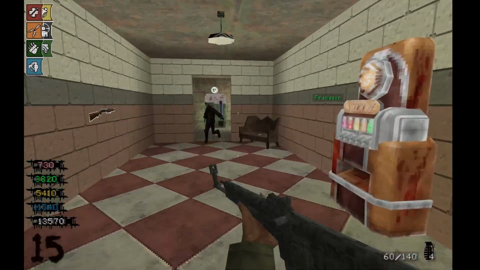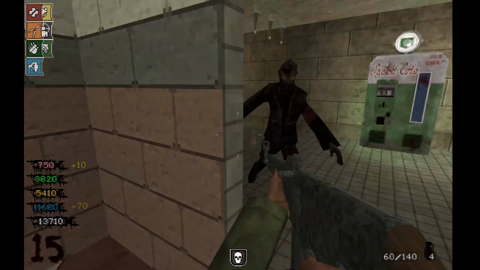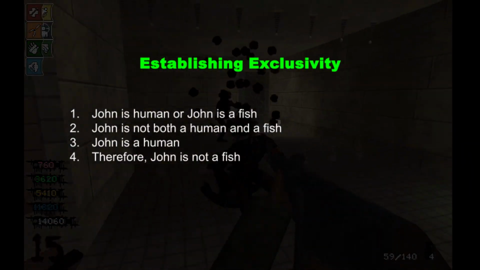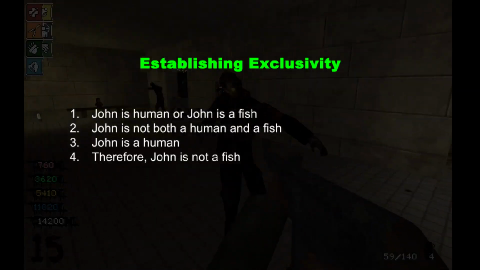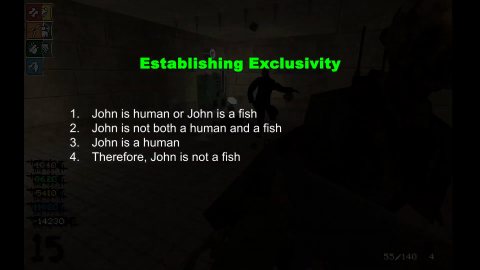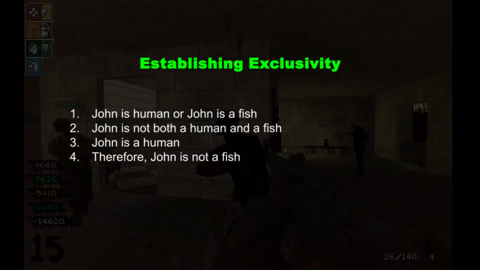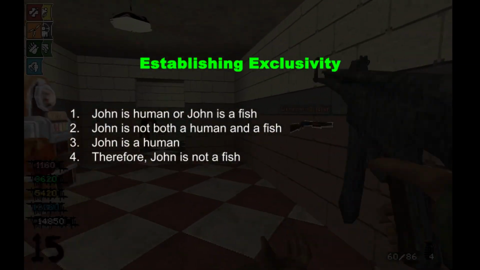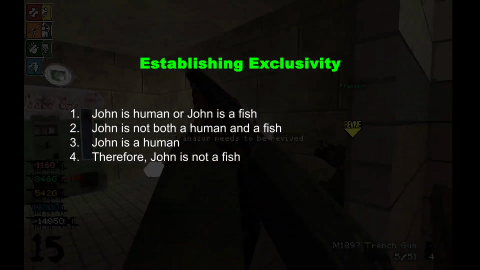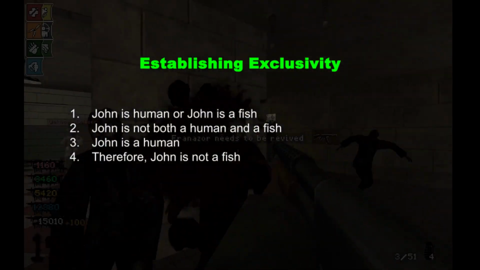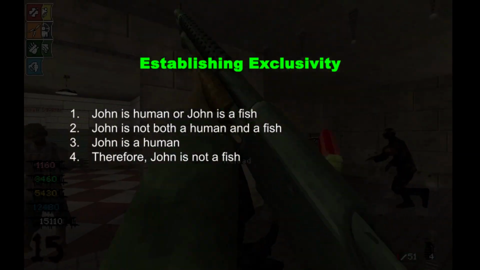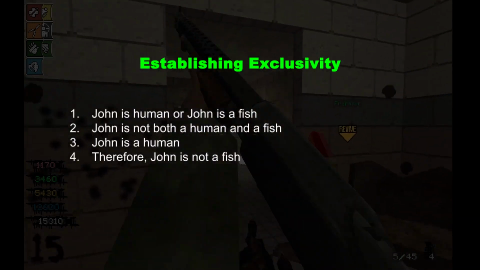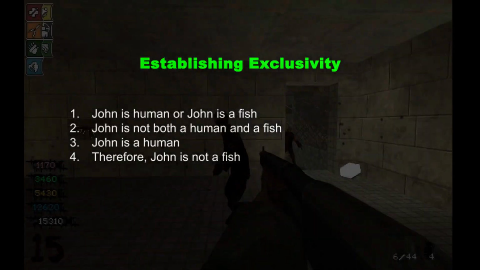Now, you can sort of try to salvage an argument like this, right? And that's by actually establishing exclusivity, right? So if you say 1, John is human or John is a fish, 2, John is not both a human and a fish, 3, John is human, therefore John is not a fish, right? So you've actually established exclusivity in this argument being shown here. So this argument is valid, right? Because I've actually established that there's an exclusivity between being a human and being a fish. And so therefore the conclusion actually follows.